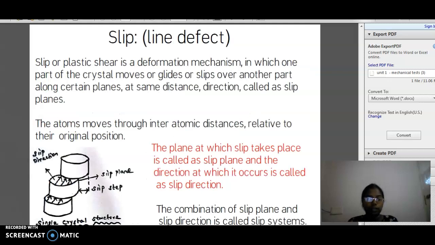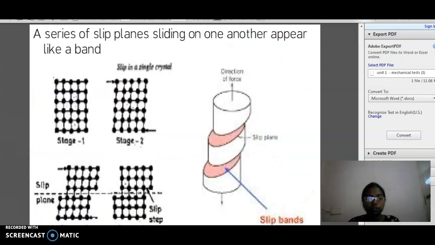Slip, or a line defect. Slip, or plastic shear, is a deformation mechanism in which one part of the crystal moves or slips over another part along certain planes, at the same distance or direction, called slip planes. The atoms move through an interatomic distance relative to their original position. The plane at which slip takes place is called the slip plane and the direction in which it occurs is called the slip direction. The combination of slip plane and slip direction is called the slip system. Slip in a single crystal structure is shown in the figure.